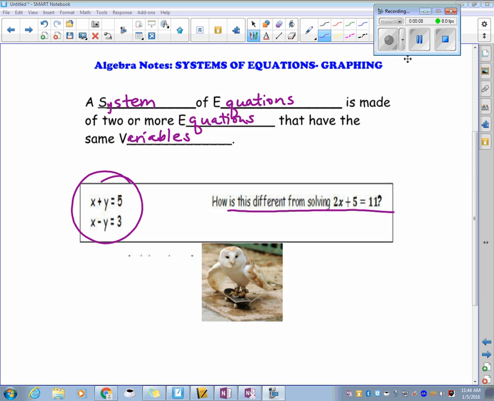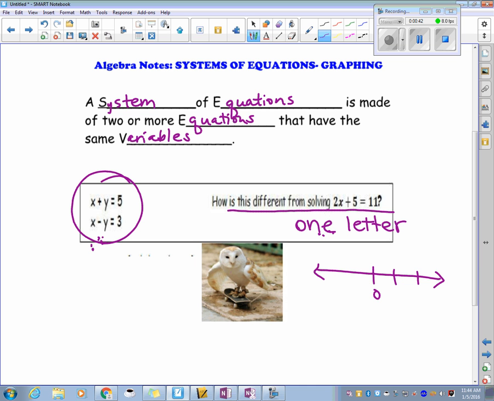How is this different from this? First of all, there's two equations, right? There's only one here. What else is different here in this section than in this section? There's no y on this. There's only one letter. One dimension. If we graph the answer to this, it would be one single number, wouldn't it?